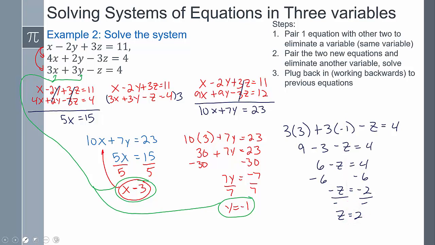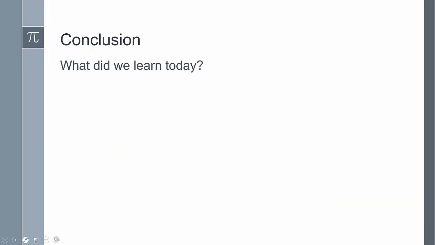And so to be done, you have to write the answer as a point, because it's where they intersect. So to conclude, what did we learn today? Well, we talked about a system of equations with 3 variables and how to solve them.